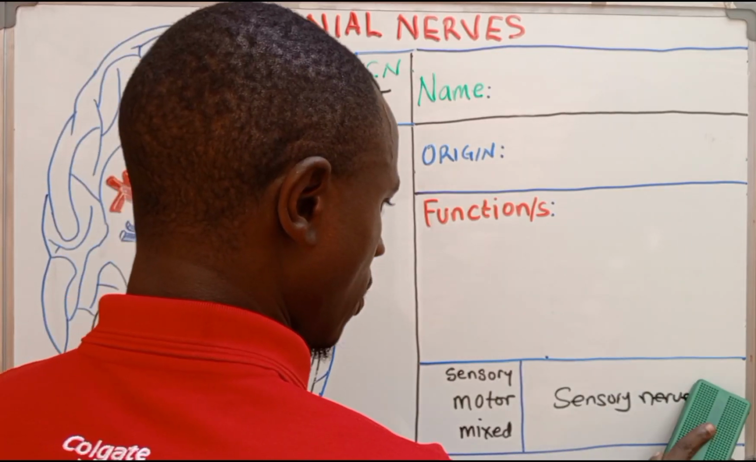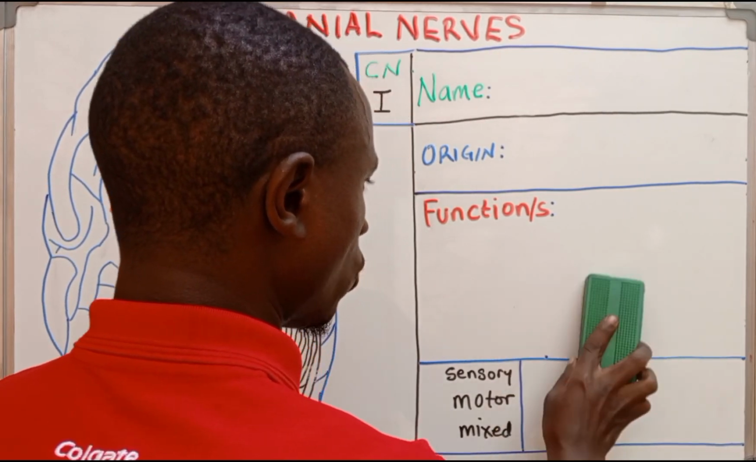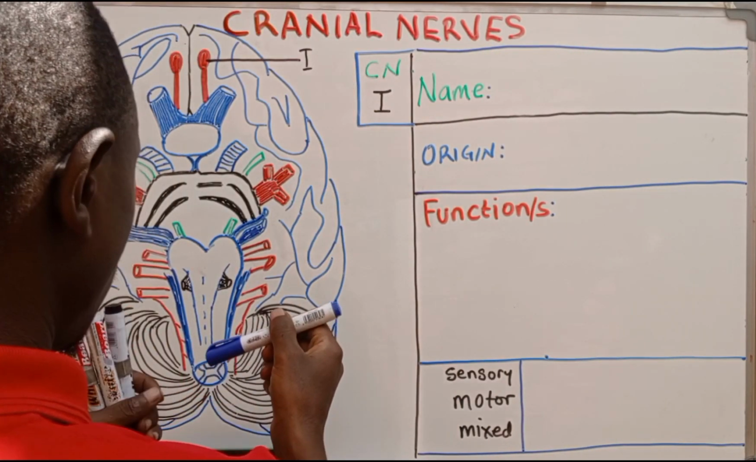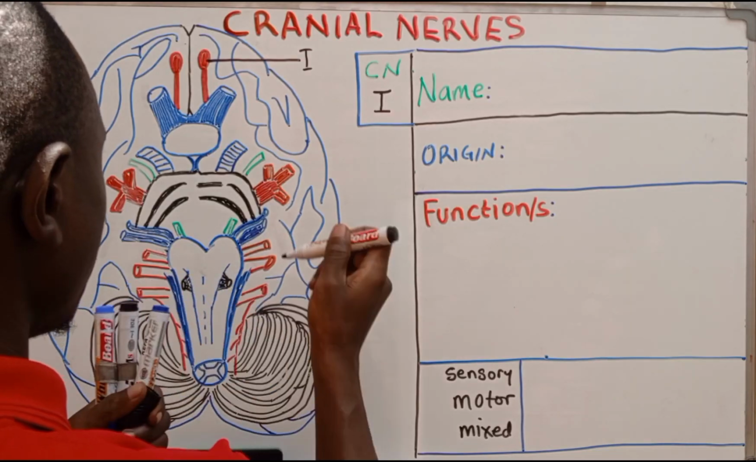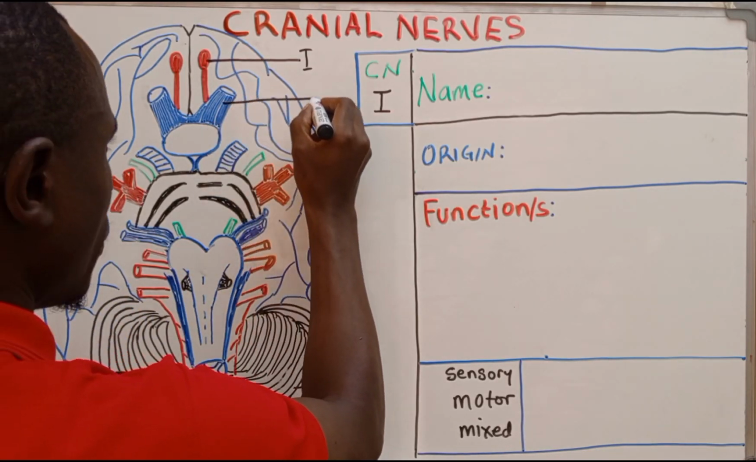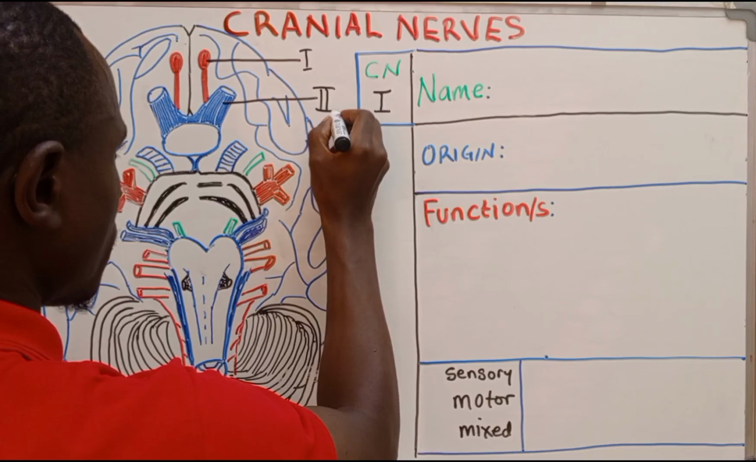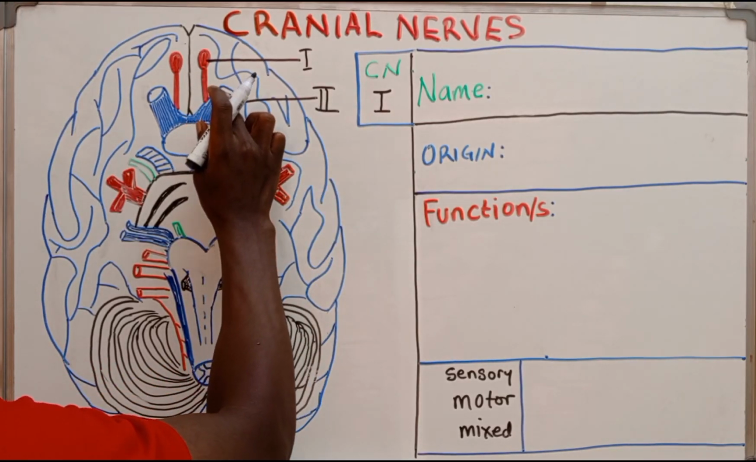Okay. So now what is cranial nerve number 2? Cranial nerve number 2. You see this guy here, coming to this point here. See this guy.